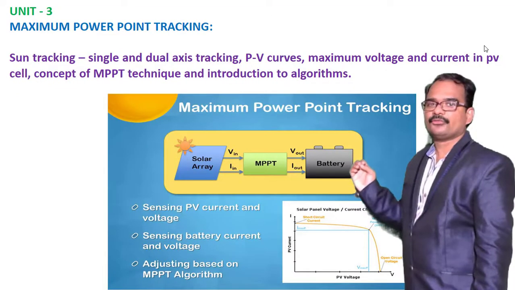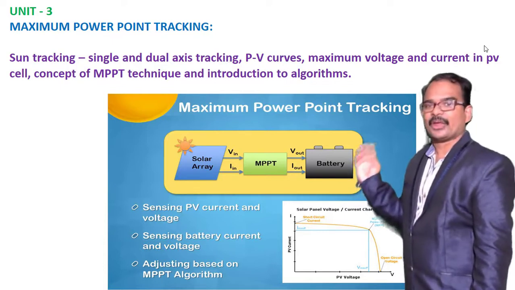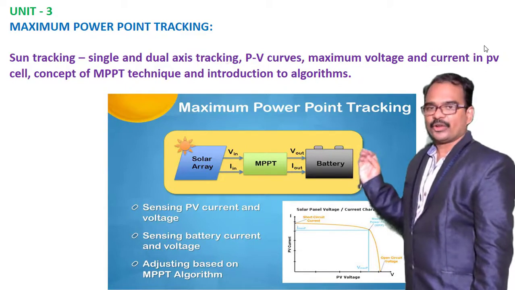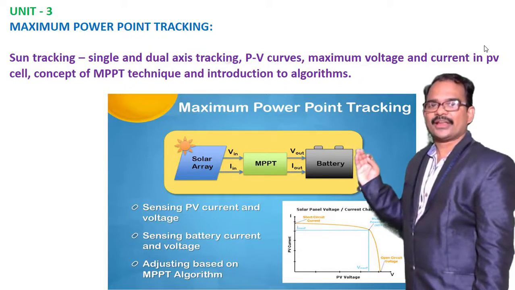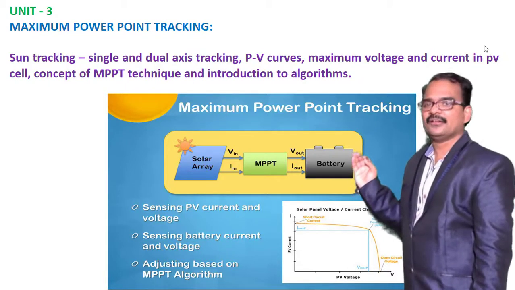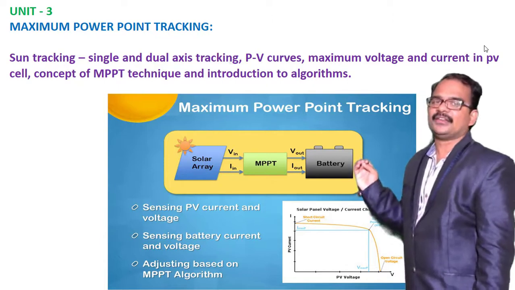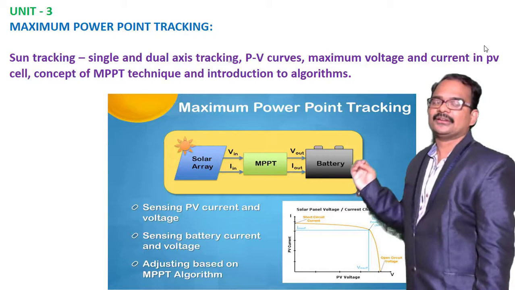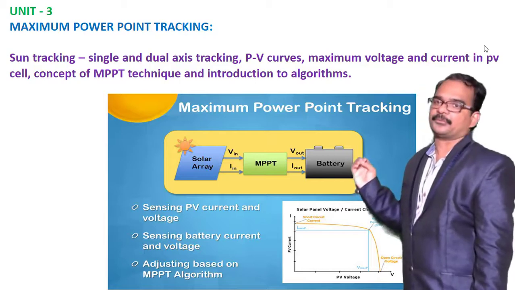The third unit of this SPVT 2 deals with maximum power point tracking. In this, we have sun tracking, the single axis and dual axis tracking systems. We will see the PV curves as well as the maximum voltage and current in a PV cell, the concept of MPPT technique, and we will see quite a few MPPT algorithms.